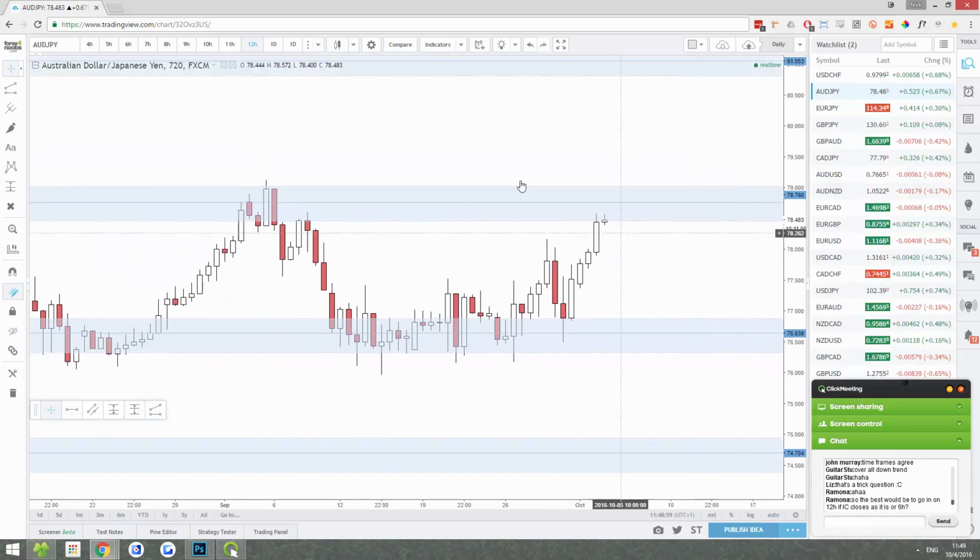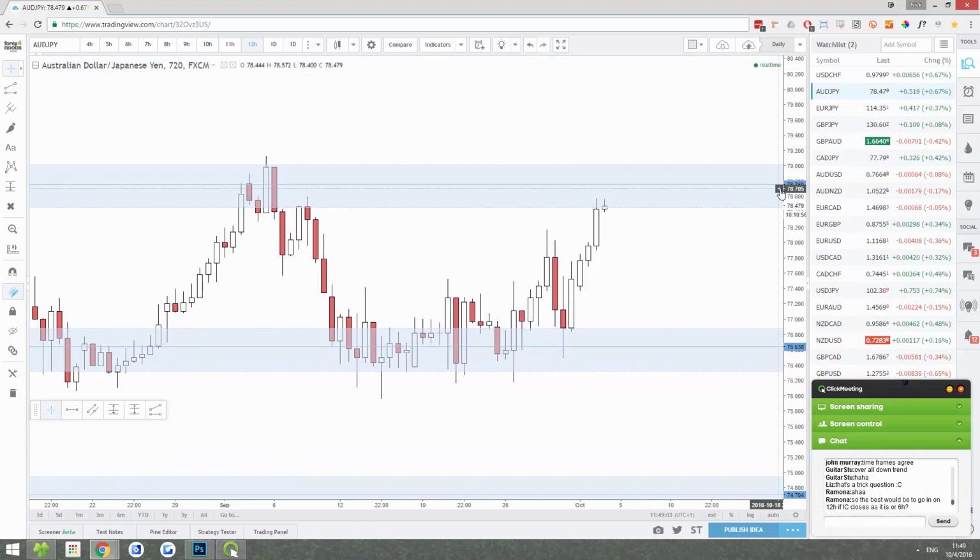AUD JPY looks particularly good right now. So we got about 10 hours until these setups might give us something good, which would make it 10 PM in the UK.